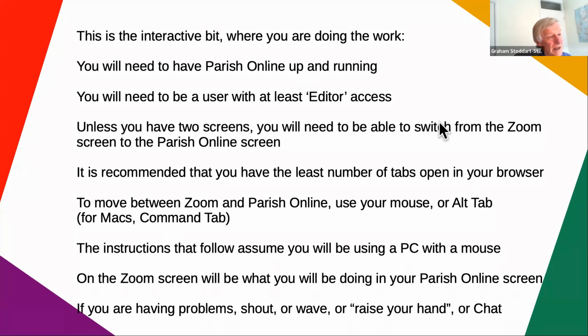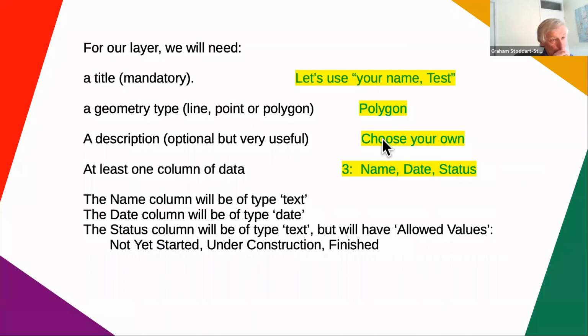But do by all means say if you're having trouble or I'm going too quickly or this is not working for you. So what we're going to do is create a layer, so we can find it later and get rid of it. I suggest that when it asks you for a title, you just give it your name and the word test. So the type you're going to use, again, it's entirely up to you. I'm suggesting a polygon, but it can be any of the others.